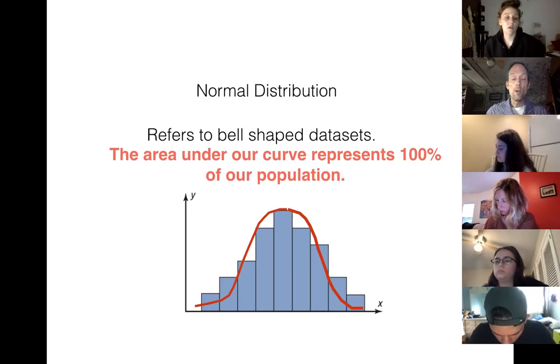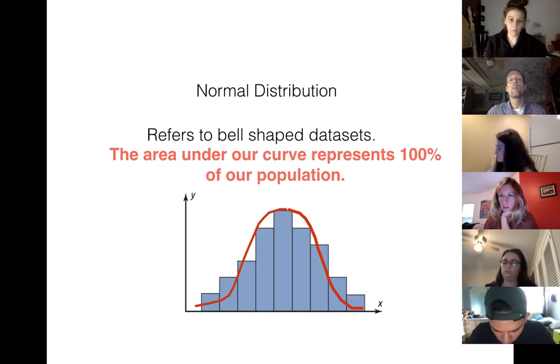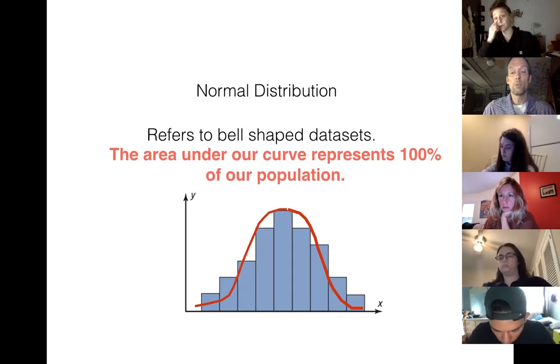Okay, so we know the curve area represents 100% of our population. We're going to start to use that to do some really cool probability stuff without any mathematics yet. No equations. We'll be able to do it just by eyeballing, based on what we know so far about the bell curve.